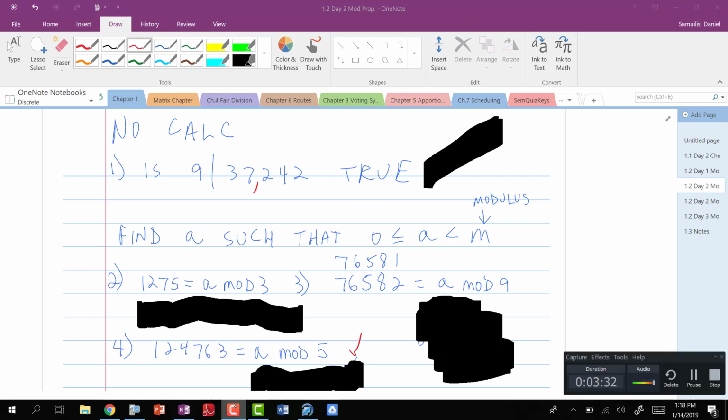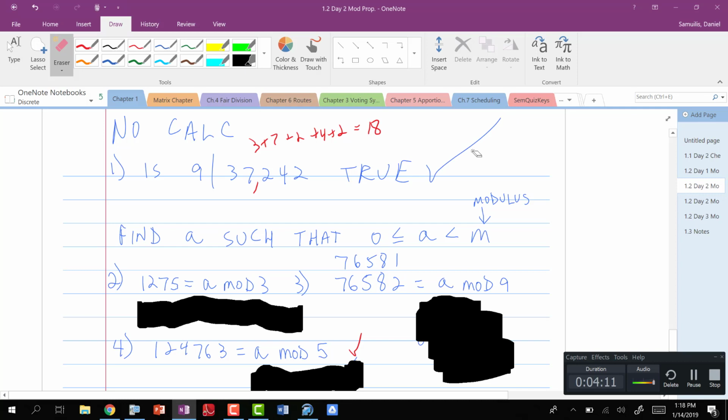Okay, the sum of the digits. If I take the sum of these digits, 3 plus 7 plus 2 plus 4 plus 2, I think that's 18, right? 10, 12, 13, 14, 16. If the sum of the digits is divisible by 9, then the number itself is divisible by 9. That is the divisibility by 9 rule. Now how many people remember that? Raise your hand. That makes me sad it's not the whole room. Okay, well good, you were just taught something now. So therefore, is this true, yes or no? Yes. Let's do the next one.